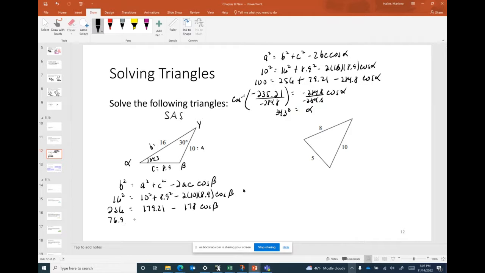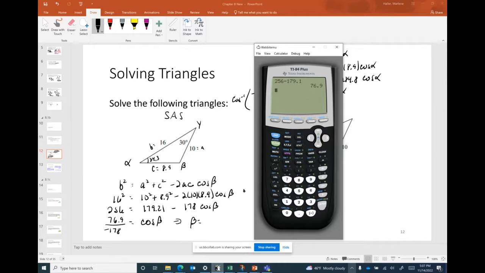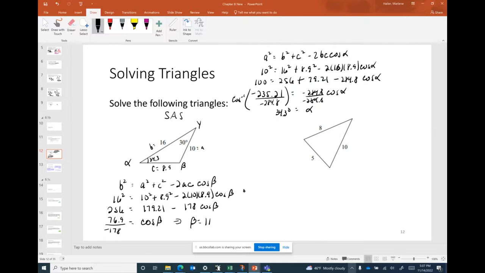76.9. And then we'll divide both sides by that negative 178. That's going to be the cosine of beta. So then beta would be the inverse cosine of this ratio, the inverse cosine of 76.9 divided by negative 178. And there we have 115.6 degrees. And there's our beta.